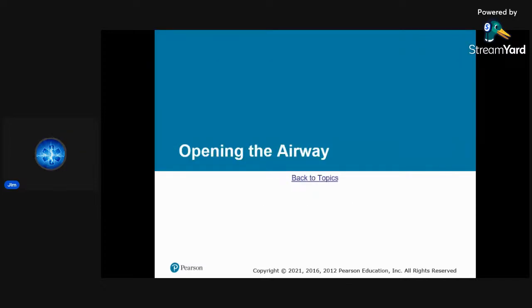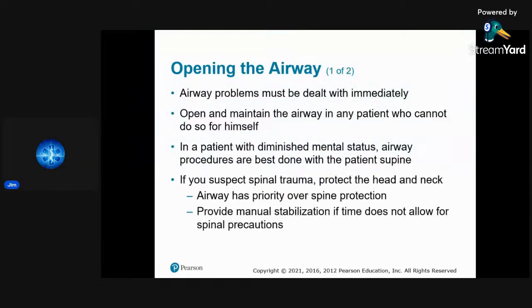Okay, so let's talk about how we're going to open an airway. Again, airway problems must be dealt with right away when we find them. We don't move on after we find it. We have to fix it. We're going to open and maintain an airway on any patient who can't do it for himself, for example, an unresponsive patient. If they have a diminished mental status, we should lay them supine. We can better manipulate the airway from the supine position.